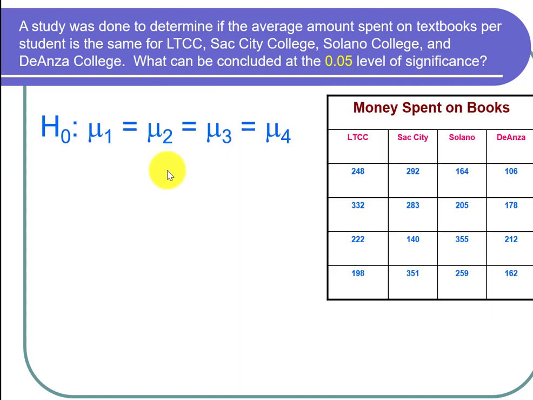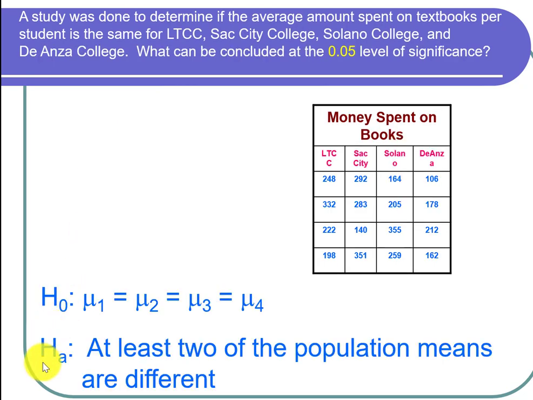The null hypothesis for ANOVA is that the population means are all the same. In particular, we had 4 of them, so mu1 equals mu2 equals mu3 equals mu4 is our H0. The opposite of them all being the same is not that they're all different from each other. If any 2 of them differ, then they're not all the same. So HA, the alternative hypothesis, is that at least 2 of the population means are different.